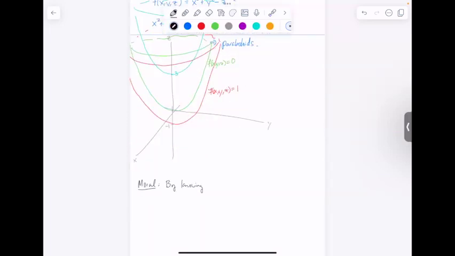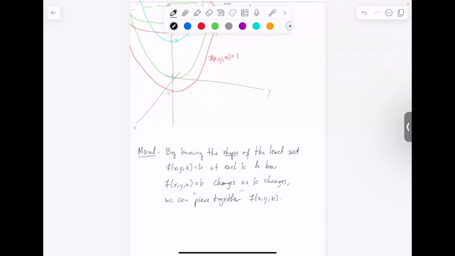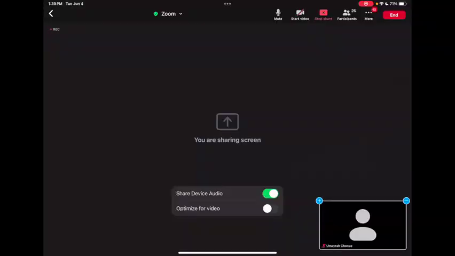All right, so by knowing the shape of the level set, f of x, y, z equals k at each k, and how f of x, y, z equals k changes as k changes, we can piece together f of x, y, z. I should specify, f of x, y, z is definitely not a paraboloid, right? The level sets of f of x, y, z were paraboloids, but f of x, y, z is not a surface even, right? Because you can't graph f of x, y, z. You could graph it in R4, but we definitely don't have terminology for things in R4. F of x, y, z is just an arbitrary function, right?